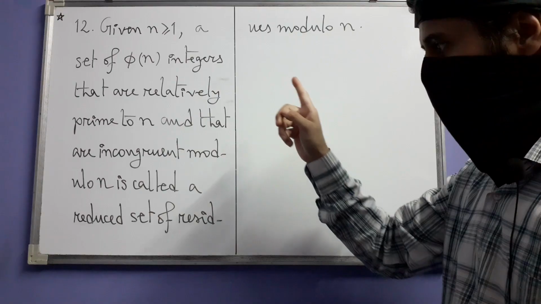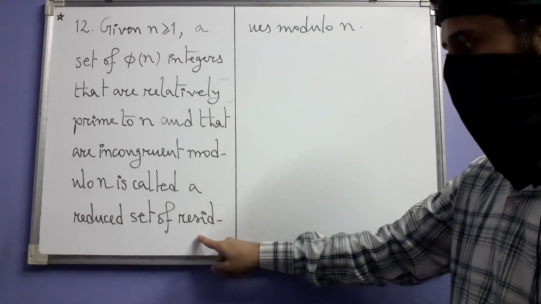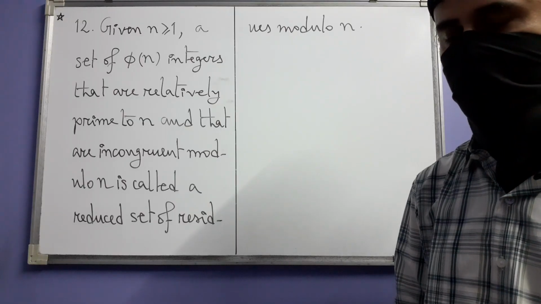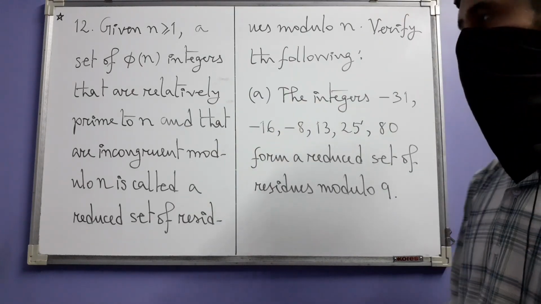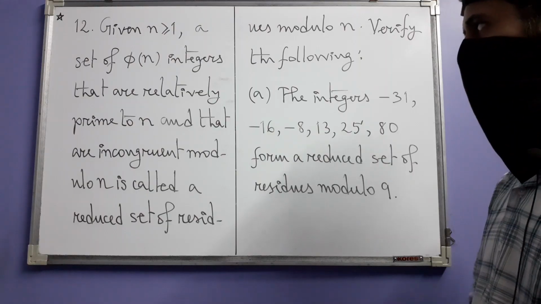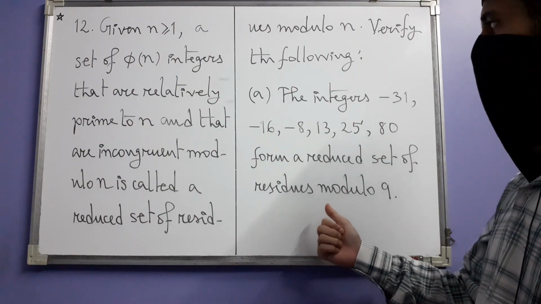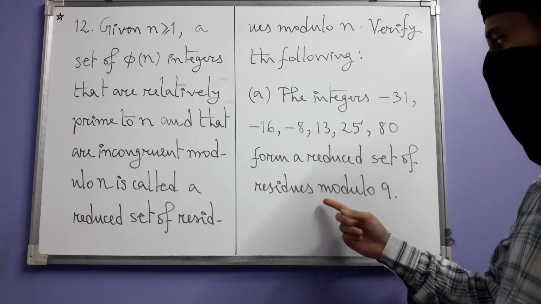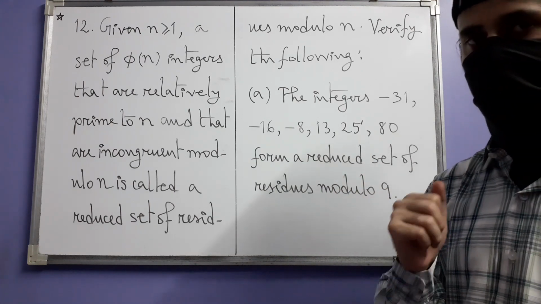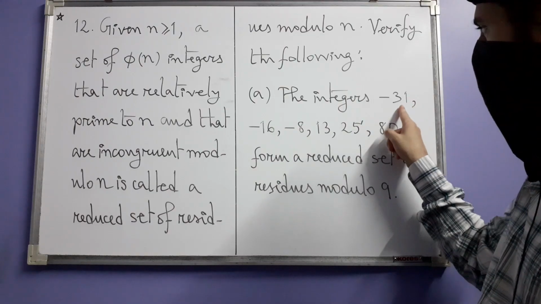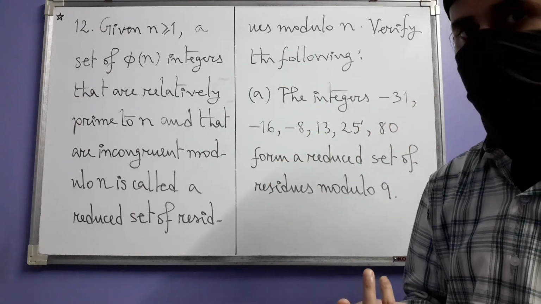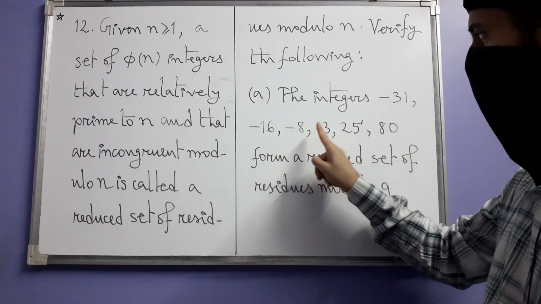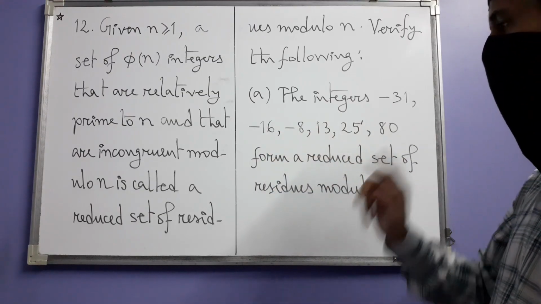If so, then such a set is called a reduced set of residues modulo n. Then we have to verify some things. There are three parts. This is part A. These following integers form a reduced set of residues modulo 9. Let's see what the integers are. You can see that some of these are negative: minus 31, minus 16, minus 8, 13, 25 and 80.